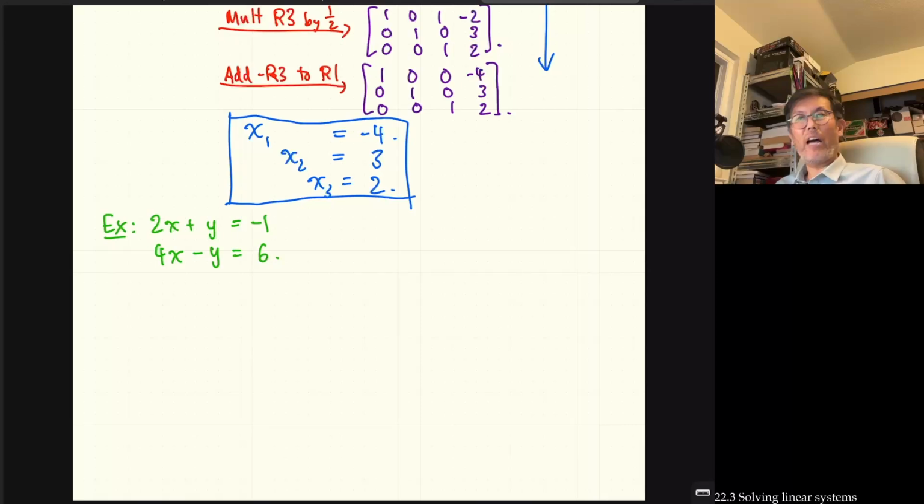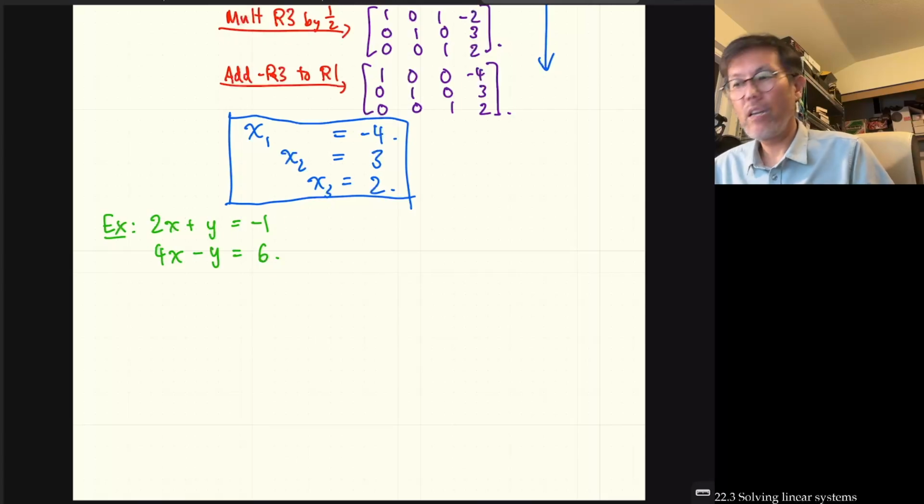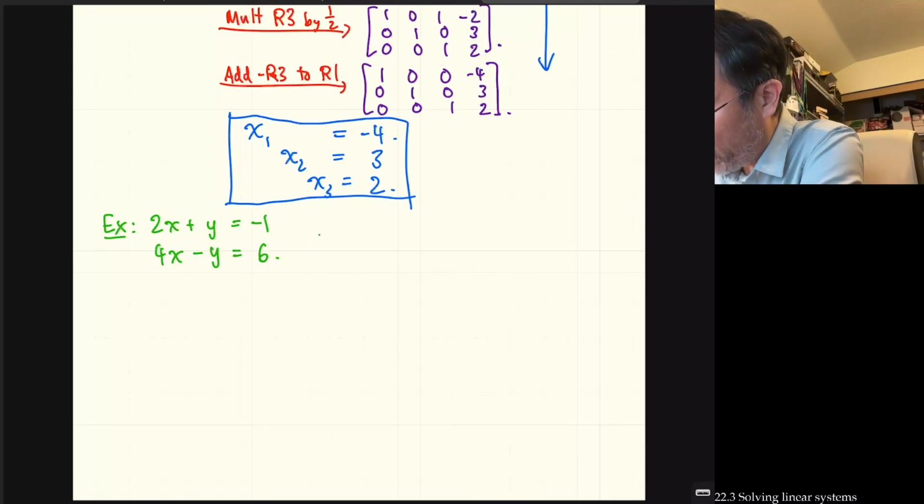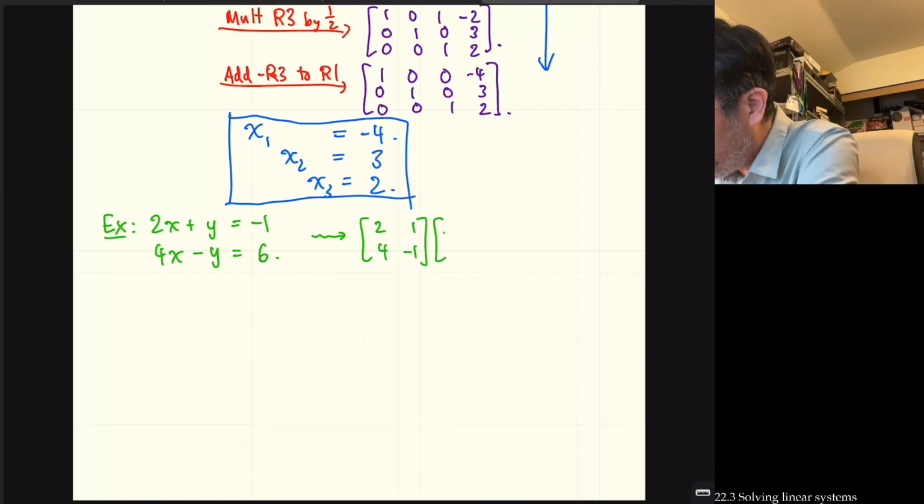Here's a linear system, and I know you could have solved this a long time ago, but I just want to demonstrate something. Let's convert this to a matrix equation. Now, not an augmented matrix, but rather a matrix equation. So if I do that, this becomes the matrix 2, 1, 4, -1 times (x, y) is equal to (-1, 6). Yes?